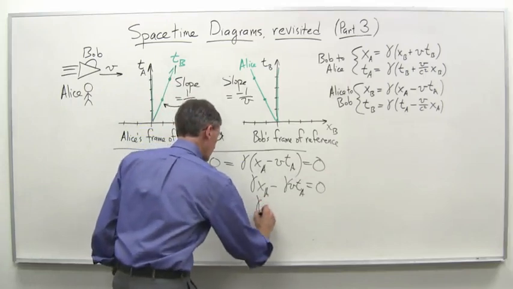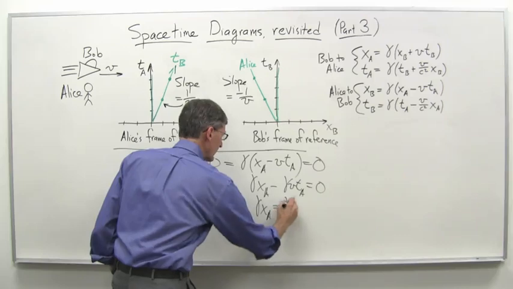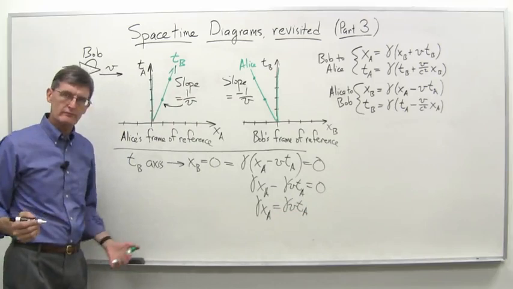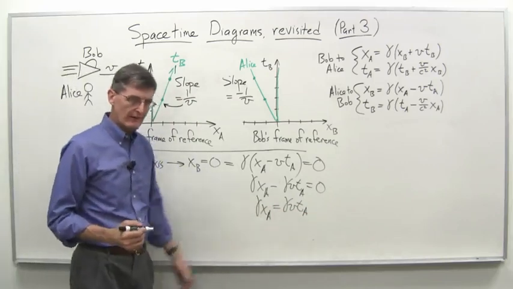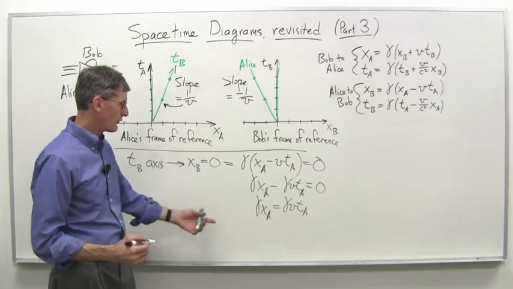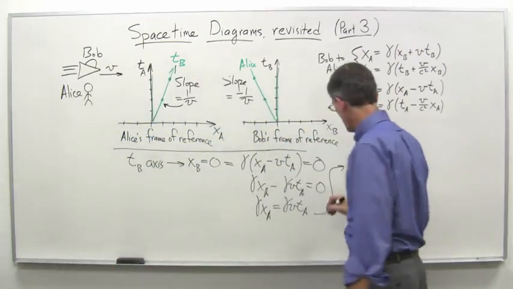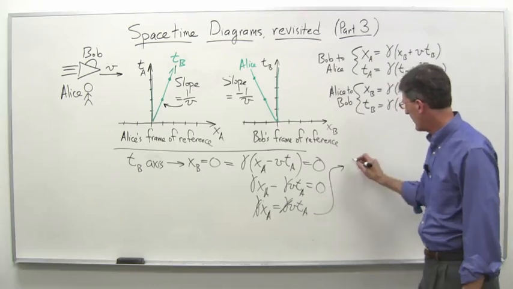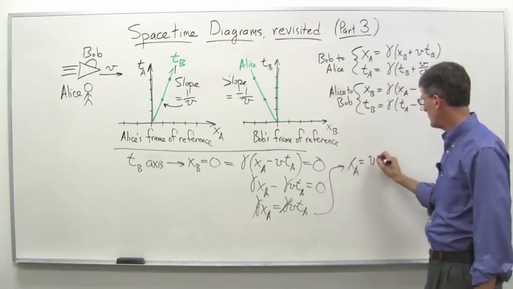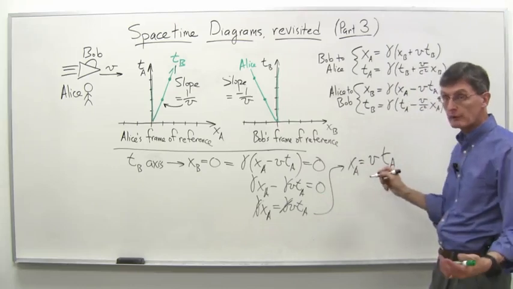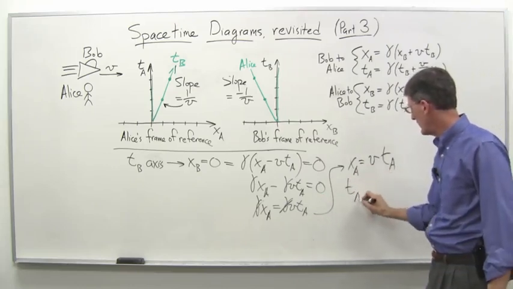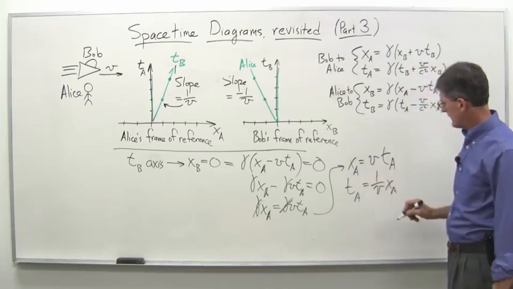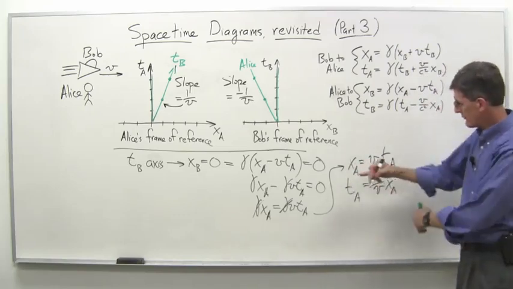So what that means is gamma x_A equals gamma v t_A. And those of you who've done a fair amount of algebra recently can jump ahead and see this in your head already. But what's our result from this? Well, the gammas cancel. We have a gamma on each side, so we can get rid of those. And we're just left with x_A equals v t_A, or another way we can write that is t_A equals 1 over v times x_A. Just divide each side by v and switch the order there.